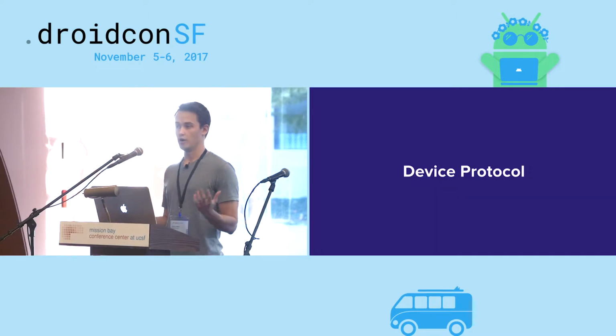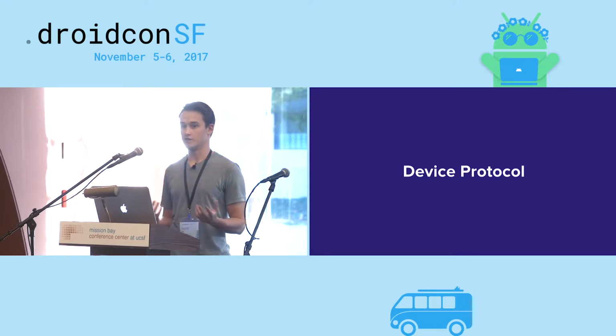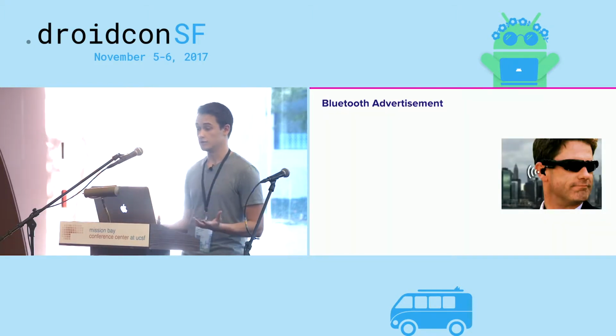So now that we know what we're building, we can work with the hardware. Lyft didn't actually build the hardware ourselves. We outsourced it to another company. They came back to us and handed me a 26-page device protocol of how the hardware actually worked. And I took that and broke it up into a few sections that are a bit more digestible. The first section is the Bluetooth advertisement.